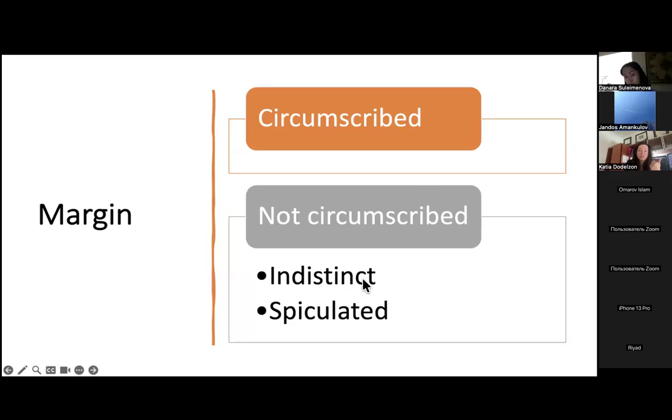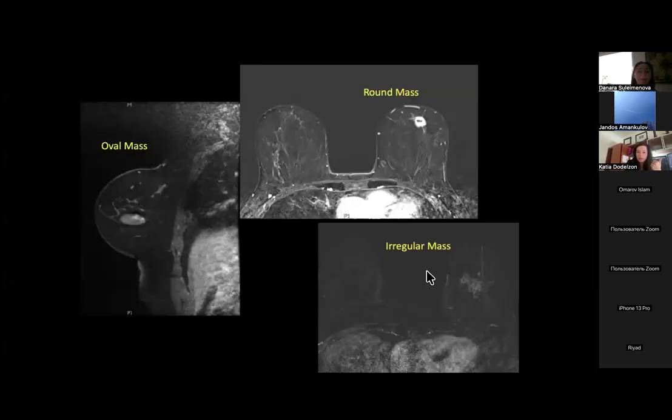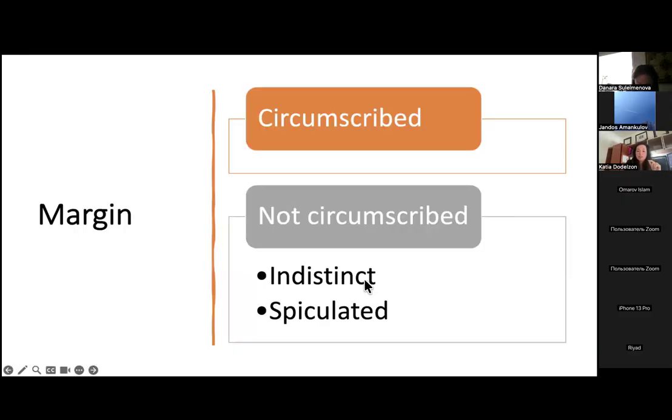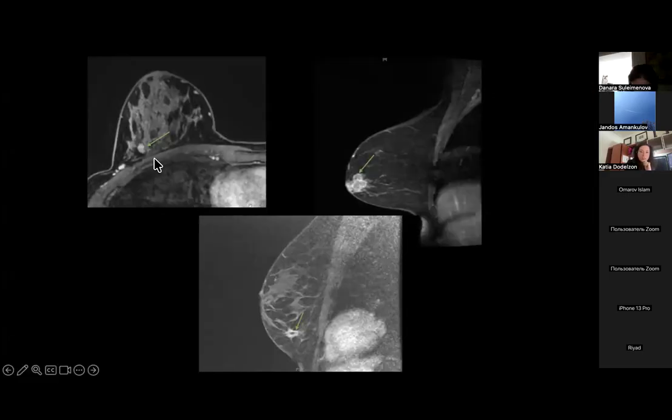Previously, the margin name was irregular. They appropriately replaced it with indistinct because irregular is actually a shape of a mass, not a margin. So the new lexicon replaced irregular margin with indistinct or spiculated. So here's an example of a well-circumscribed mass right here.